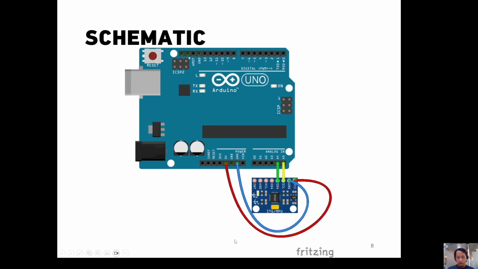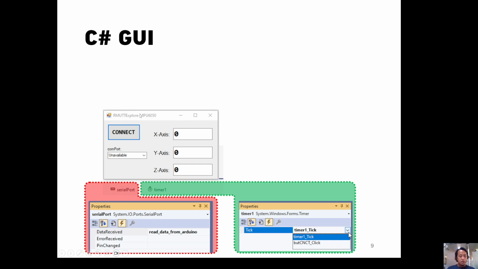And this is the schematic. As I said before, the MPU 6050 will use I2C, SDA, and SCL to communicate with the Arduino, so we need to connect to A4 and A5. For the VCC, we need to connect to 5 volts, and for the ground, we need to connect it to ground.